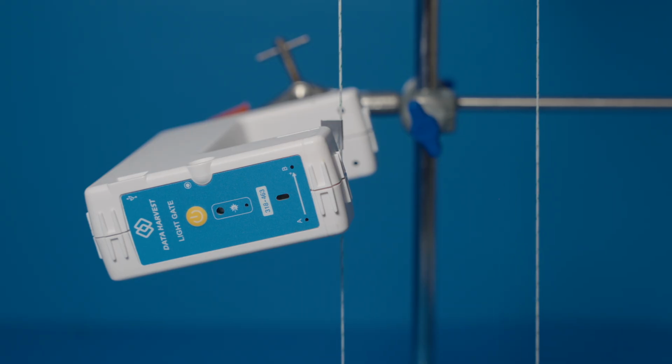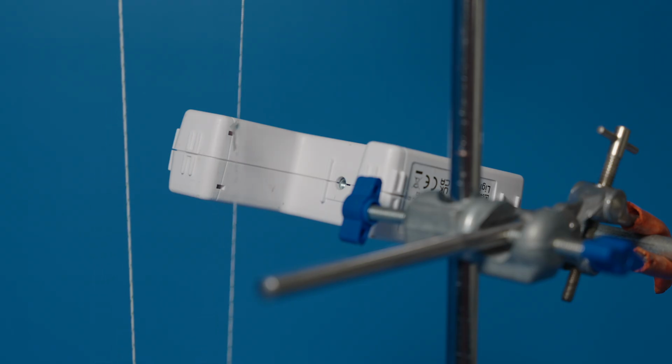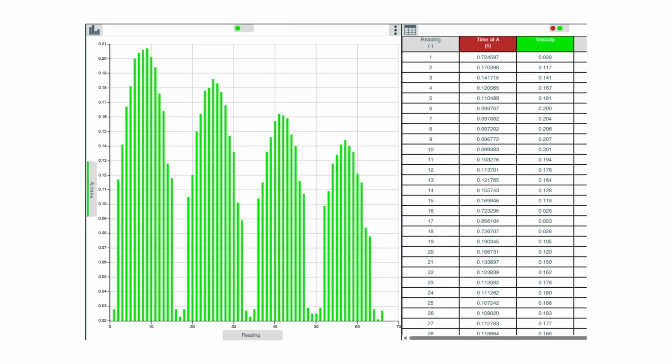The light gate removes the difficulty of timing the motion by eye. In EasySense, a timing experiment records each passage of the interrupt flag. As a pendulum slows, it spends longer inside the beam, helping us follow the changing motion and measure the beat period.